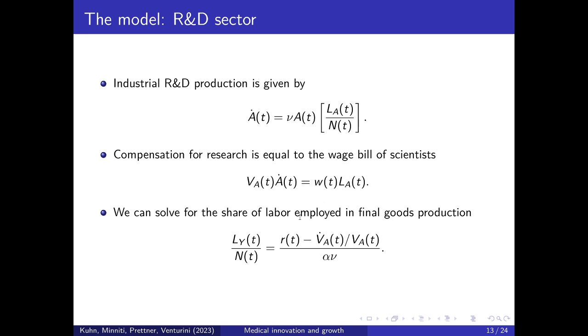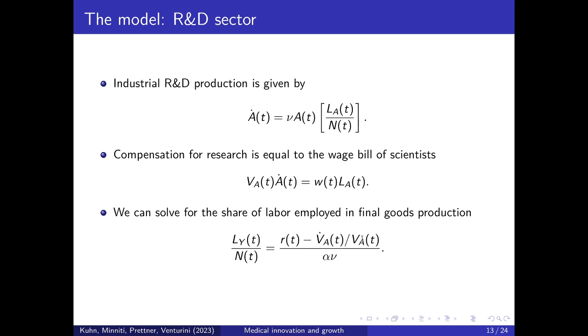And then we can solve for labor employed in final goods production, or the share of labor employed in final goods production. And we observe three important relations. If the interest rate goes up, that means that the discounted stream of operating profits in the intermediate goods sector is lower because the discount rate is higher. So research and development, the value of patents, would decrease, and there is less incentive to carry out research and development. Therefore, the fraction of workers in the final goods sector would go up, and the fraction of workers in R&D would go down.